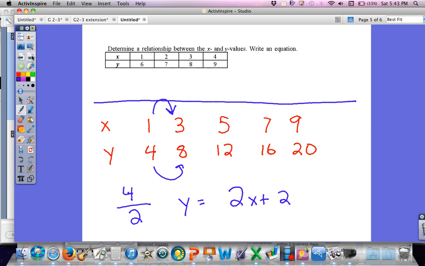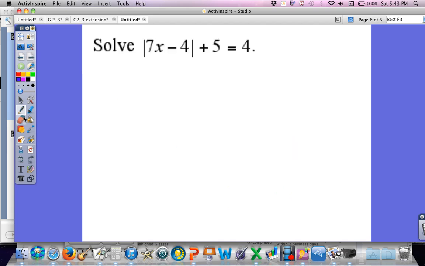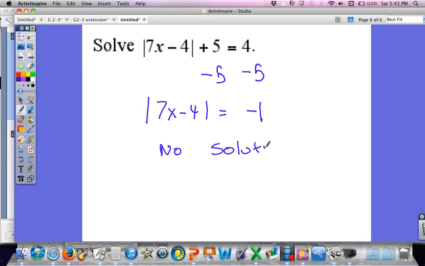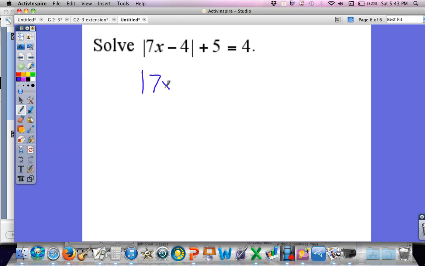So I've written the equation for this other set of values that I've come up with. And the last one we had here is really a trick question. They ask you to solve this absolute value equation. Well, if I subtract 5 from both sides, negative 7x minus 4, well, since the absolute value of a number cannot be negative, absolute value is always expressed as positive, there is no solution.